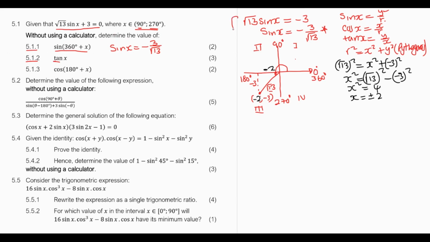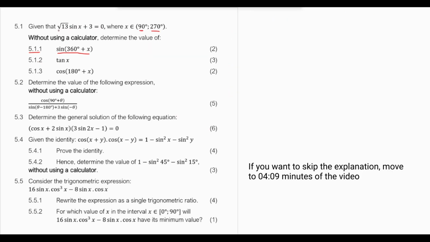We have explained this. Let's just go to the explanation before we answer the question. From this information, we have to isolate the trigonometric ratio. So we subtract 3 from both sides of the equation. So it's going to be square root of 13 sine x is equal to -3. And then we divide by square root of 13 on both sides. So sine x is equal to -3 over square root of 13.